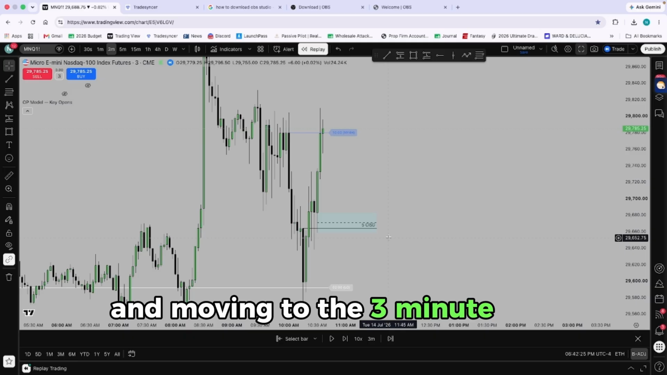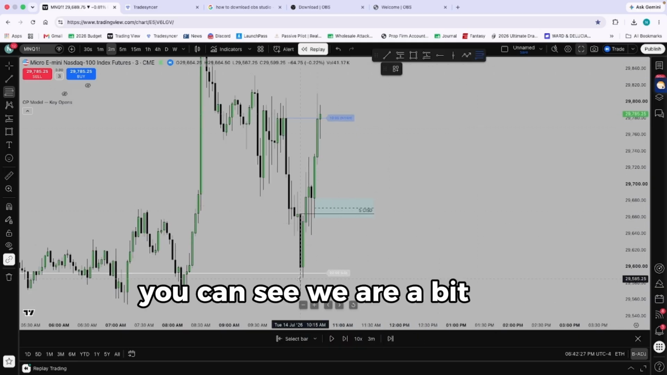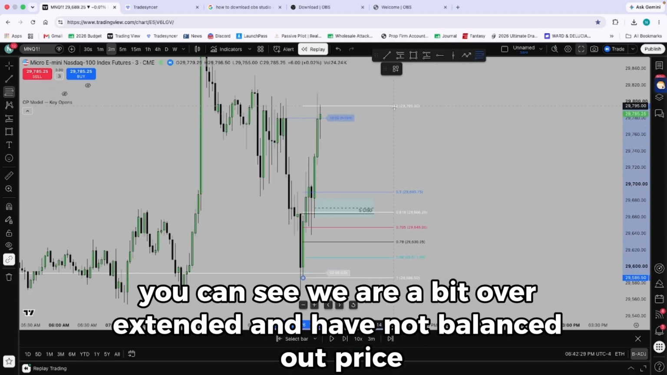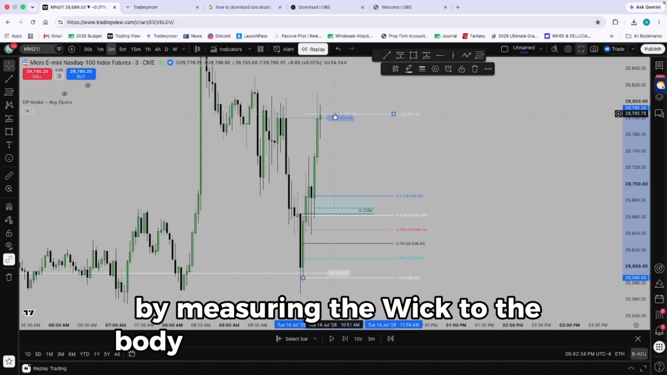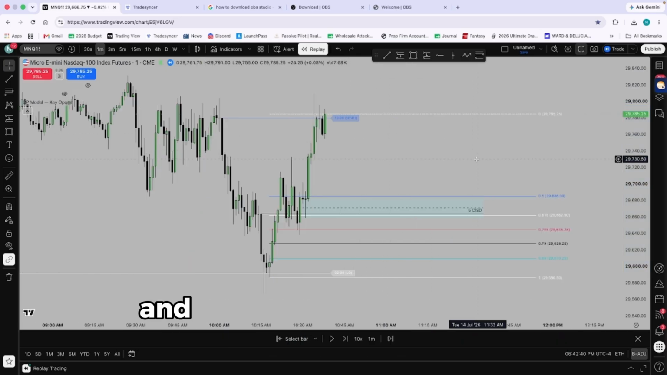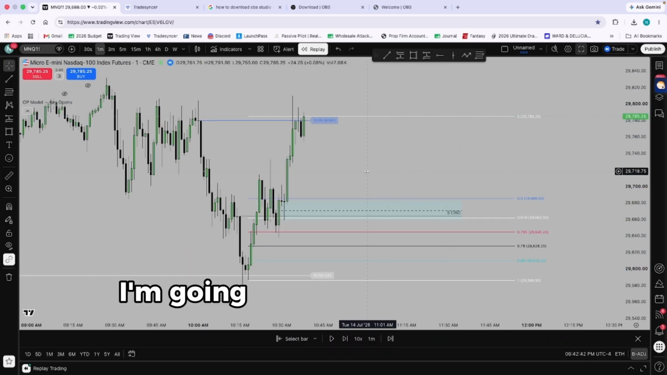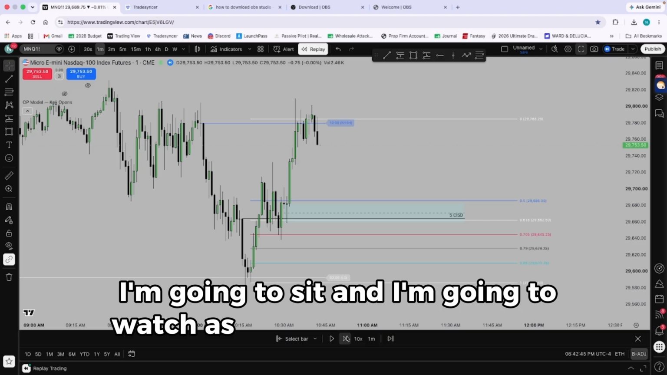And moving to the 3-minute time frame, you can see we are a bit overextended and have not balanced out price, so I will mark OTE out by measuring the wick to the body on the 3-minute time frame. And moving down to the 1-minute, I'm going to sit and I'm going to watch as we retrace down to our zone.